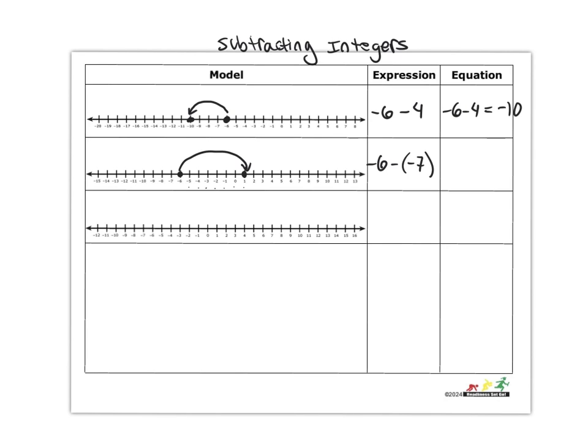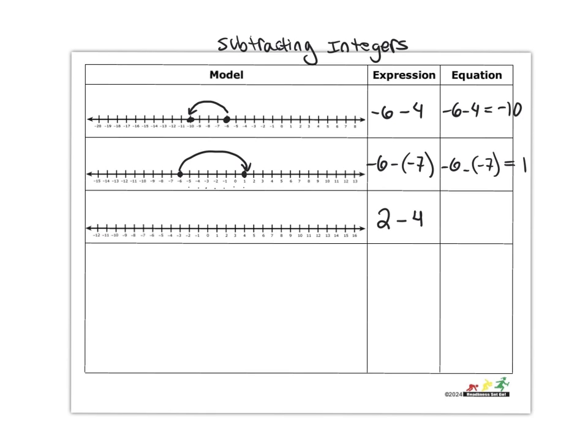And if I were going to write an equation for this, I would say -6 minus -7 equals +1, because that's where I landed. I landed at +1. Let's see if you can represent this one. I'm going to write an expression, and I want you to draw me a model and give me an equation. So I am going to write 2 minus 4. And then pause the video and take a moment to draw the model and then to write the equation.